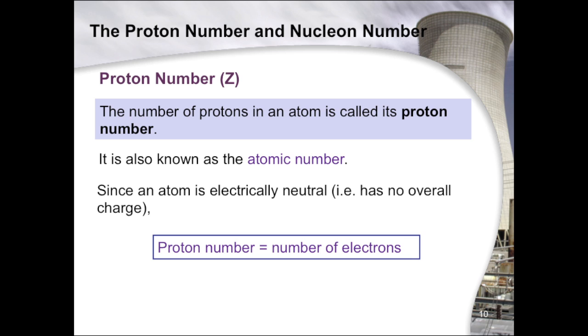Since an atom is electrically neutral, which means that it has no overall charge, the proton number can also tell us the number of electrons in the same atom. That means the number of protons is the same as the number of electrons in an atom.